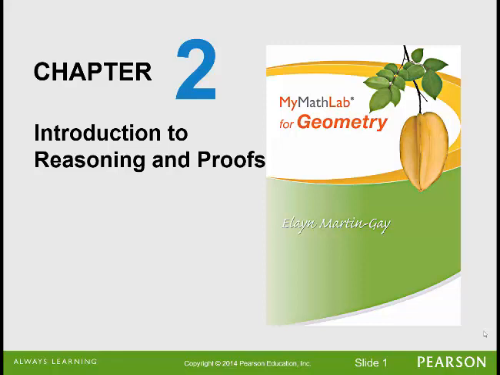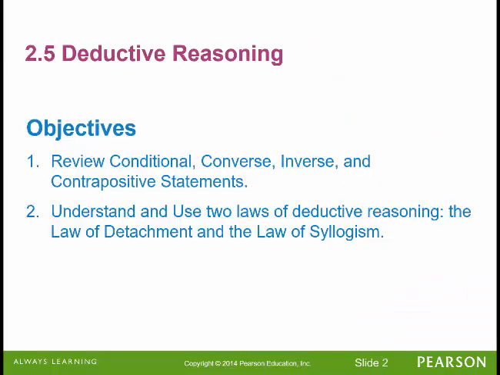Hi class, we're going to continue our study in chapter 2 here, and we're going to move into section 2.5, which is to talk about deductive reasoning. So we have two objectives in this section. The first is we want to review conditional, converse, inverse, and contrapositive statements. We'll do a quick P and Q and in words and talk about those. And then we're going to understand and use two laws of deductive reasoning. So first is called the Law of Detachment, and then the second is called the Law of Syllogism.